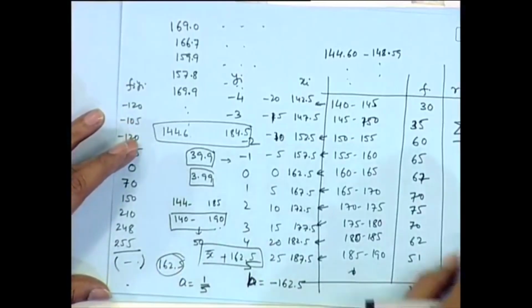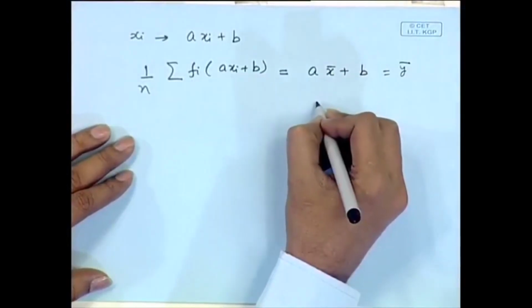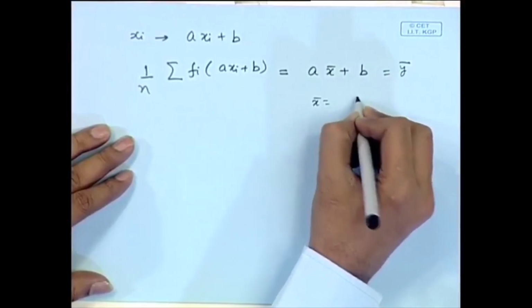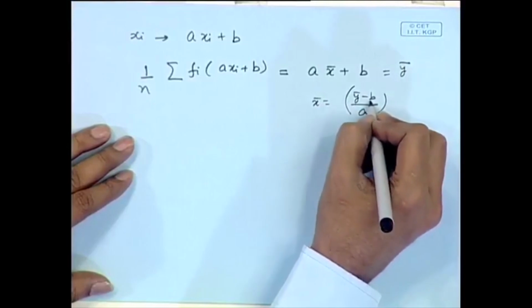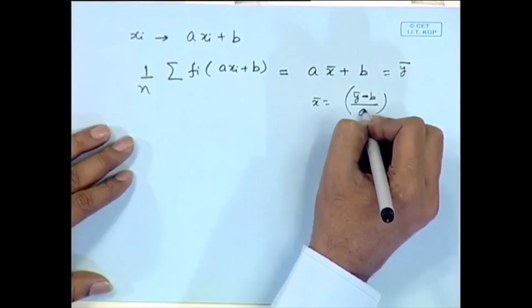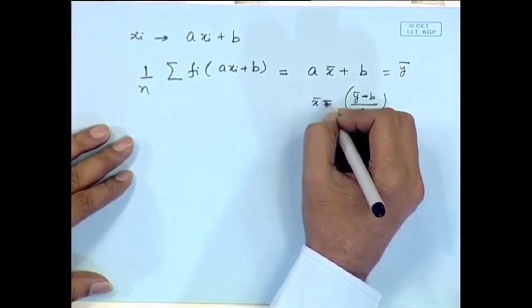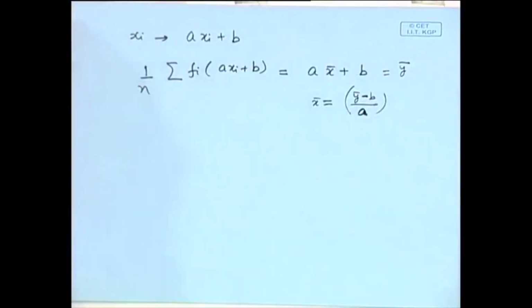So, then in the answer, what you do: if this is equal to y bar, then x bar is equal to y bar minus b by a. So, whatever answer is coming, we subtract b there and we divide by a, and the arithmetic mean of the original sequence will come.